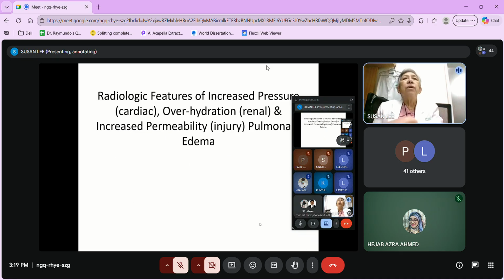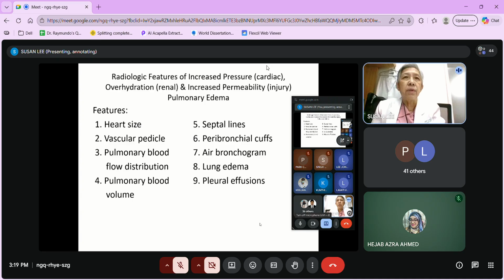Okay, so radiographically, we can use the X-ray to help us distinguish whether this is cardiogenic pulmonary edema or ARDS by looking at these parameters: the heart size, vascular pedicle, pulmonary blood flow distribution, pulmonary blood volume, presence or absence of septal lines, presence or absence of peribronchial cuffing, air bronchogram, and the distribution of the lung edema, and presence or absence of pleural effusion.